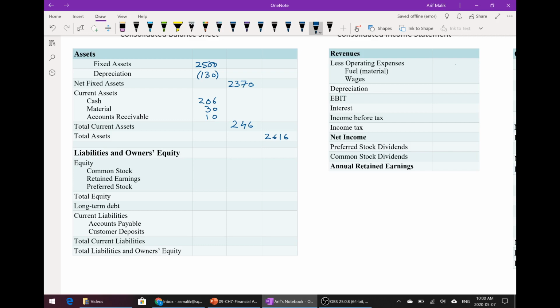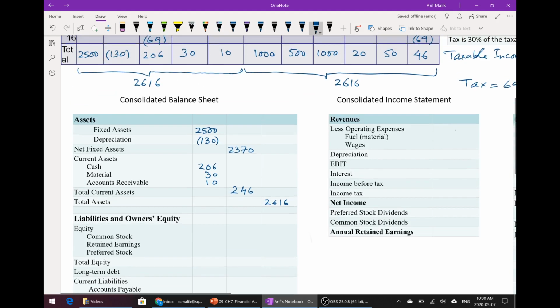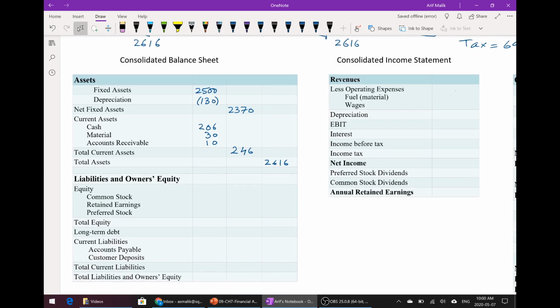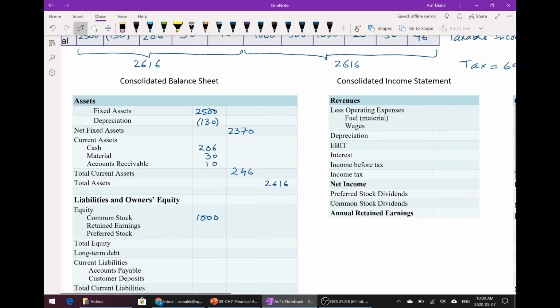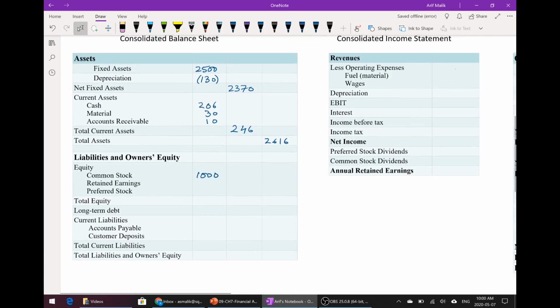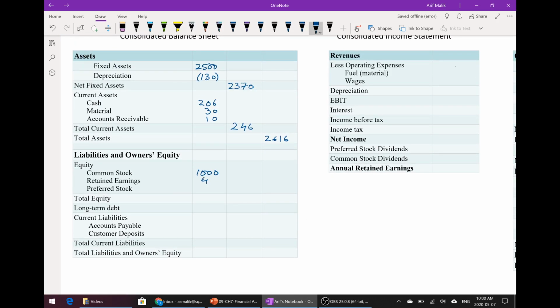We have common stock. The common stock, if you see, is 1000 here. Then we have retained earnings, the last item, 46. And then preferred stock is 500. So this becomes total equity, which is 1546. Then we have long-term debt, which is 1000.